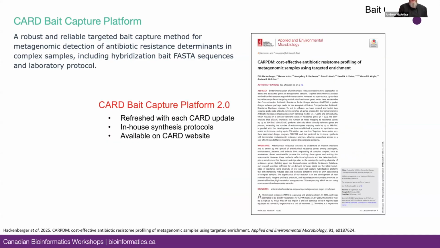Now, there is version two. The other part that made this expensive was synthesizing the molecular fishhooks. That's generally done by commercial companies, and so that costs a lot. We actually invented a new in-house synthesis method that's available. So overall, we've reduced the cost of high-resolution metagenomic sequencing of AMR by 2 orders of magnitude. It's a lot cheaper. Plus, we built a software pipeline so that every time CARD updates, it will update the probe set that you can use. This is all available on the CARD website.